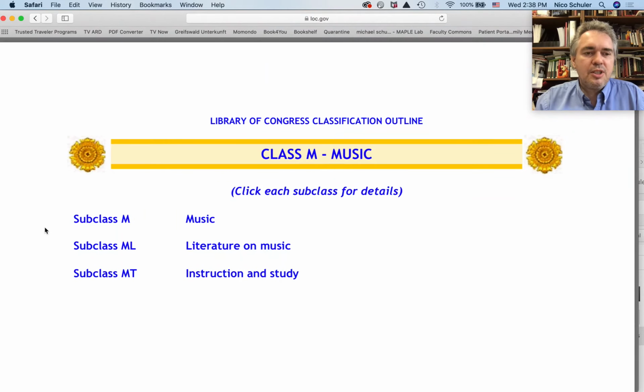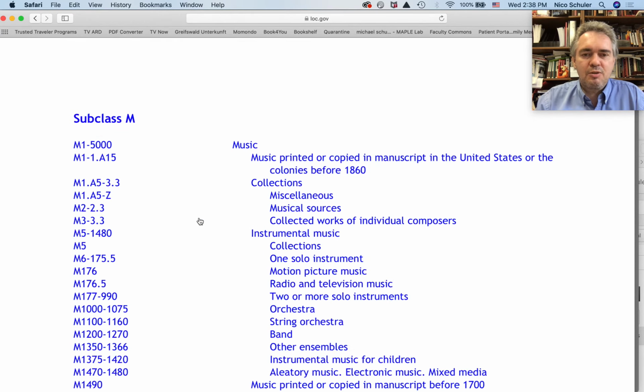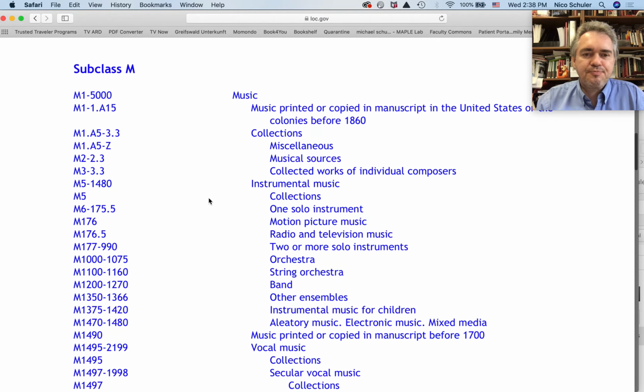So there are three main subclasses under music. One that is called music, one literature on music, and one instruction and study. So M, ML, and MT. So here on this Library of Congress website, if you click on one, you will actually see subcategories under each. So the advantage of this system is that the same book would have the same calling number regardless of which library you go to, as long as the library uses that Library of Congress classification system.